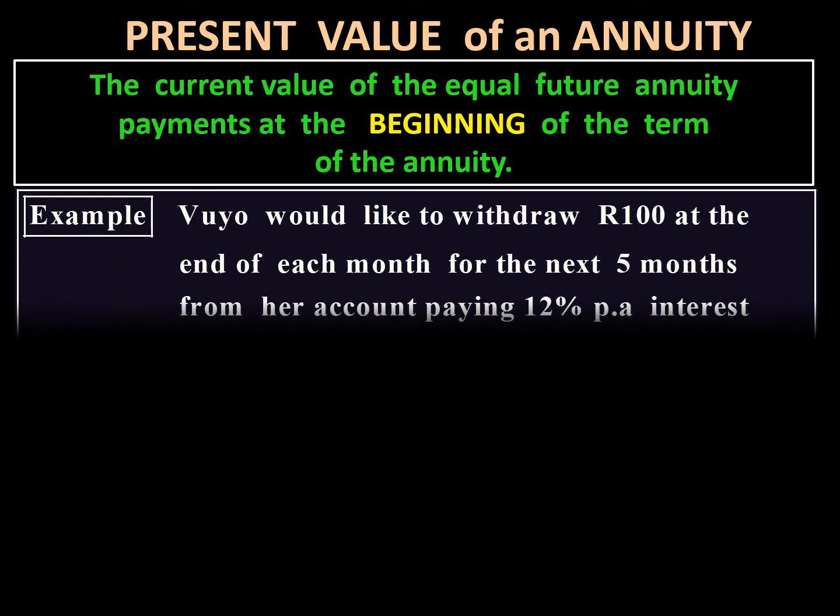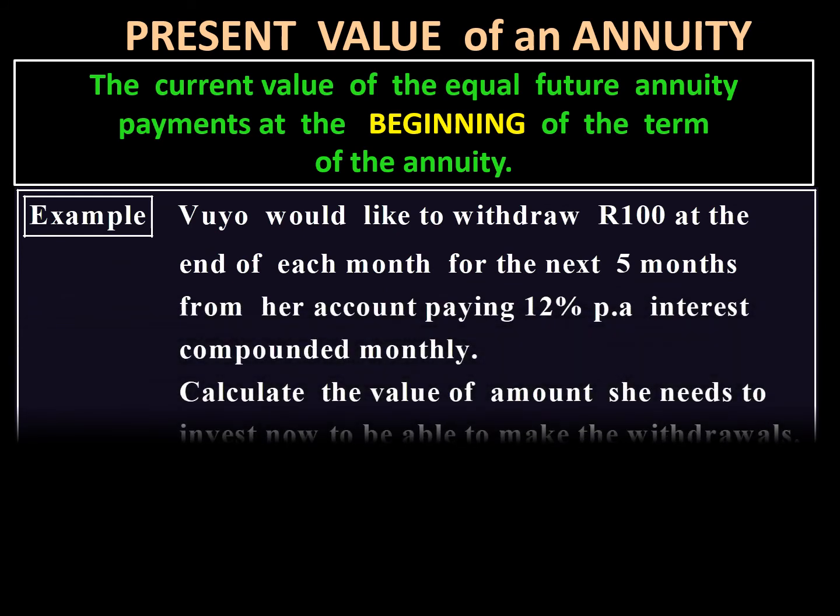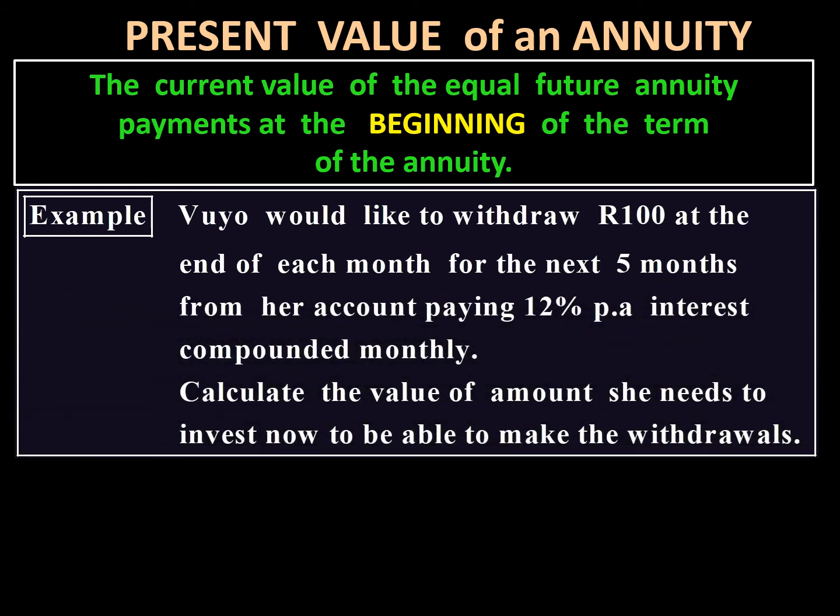Let's take an example. We've got Vio, and she would like to withdraw 100 Rand at the end of each month for the next 5 months from her account, paying 12% per annum interest compounded monthly. And we'd like to know what is the value of the amount she needs to invest now. So there's 100 Rand, and she's going to have it at the end.